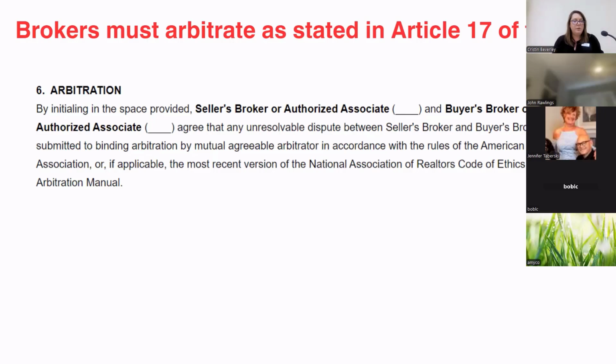All right, so number 6, you'll notice that it doesn't even say dispute resolution, it just says arbitration. By initialing the space provided, the seller's broker or authorized associate and the buyer's broker or authorized associate agree that any unresolved dispute between the seller's broker and the buyer's broker will be submitted for binding arbitration by a mutually agreeable arbitrator. Because everybody on this call is a member of the association, Florida Realtors, the National Association of Realtors, you've agreed to adhere to the Code of Ethics, and Article 17 of the Code of Ethics dictates that two brokers will arbitrate if there's some kind of monetary dispute. So that's why that one reads differently.